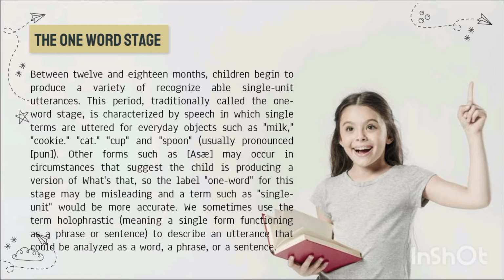Between 12 and 18 months, children begin to produce a variety of recognizable single unit utterances. This period, traditionally called the one word stage, is characterized by speech in which single terms are uttered for everyday objects such as milk, cookie, cat, cup, and spoon. Other forms such as "is" or "a" may occur in circumstances that suggest the child is producing a version of "what's that." So the label one word for this stage may be misleading and a term such as single unit would be more accurate. We sometimes use the term holophrastic, meaning a single form functioning as a phrase or sentence, to describe an utterance that could be analyzed as a word, a phrase, or a sentence.